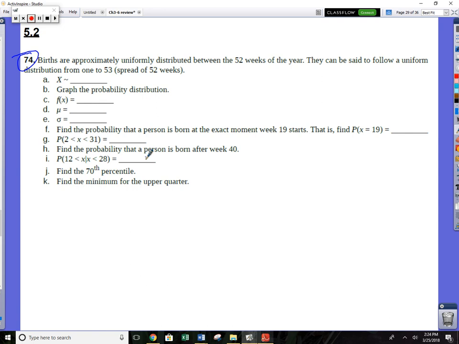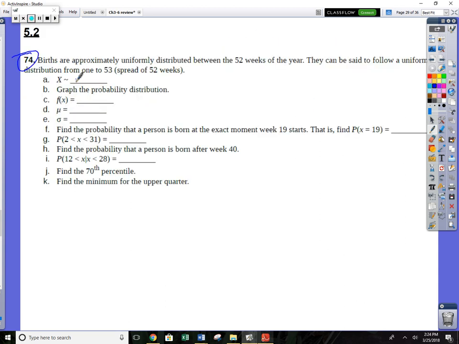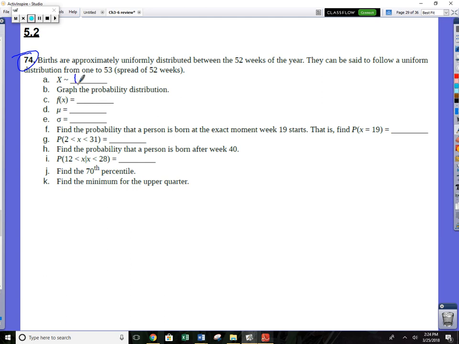Births are approximately uniformly distributed between the 52 weeks of the year. They can be said to follow a uniform distribution from 1 to 53. So it's a spread of 52 weeks. So X is a random variable with a uniform distribution, and it's got the parameters A and B. A is the min, and B is the max. So 1 to 53. Okay, now graph it.